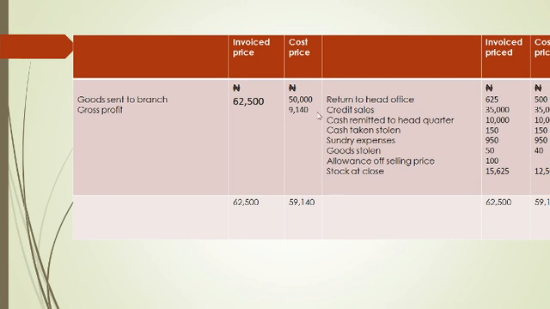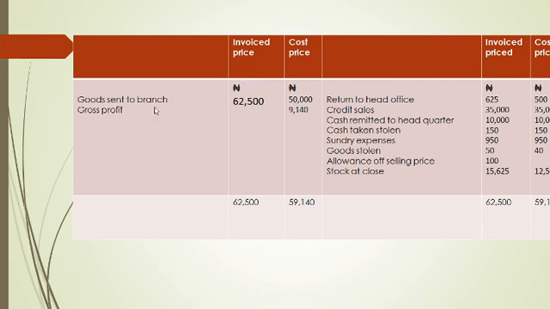This is a memorandum account that we're talking about. Double column: 1, 2. Remember how we used to do our double column? Invoice price, cost price, invoice price, cost price. Now, this is the memorandum account. Goods sent to branch: the cost price was 50,000, and the invoice price is 62,500 because we've added the profit. So the selling price is what we're adding. Do you understand?